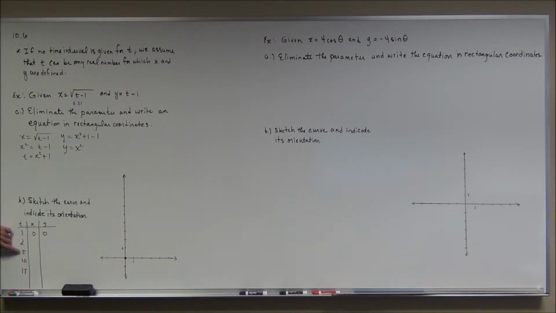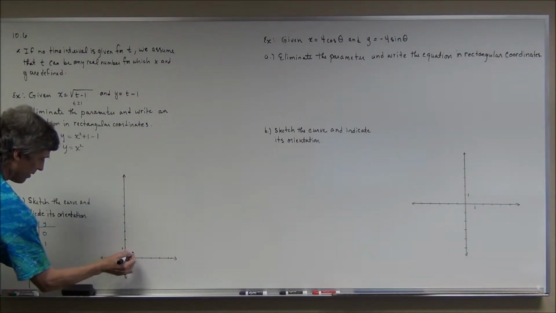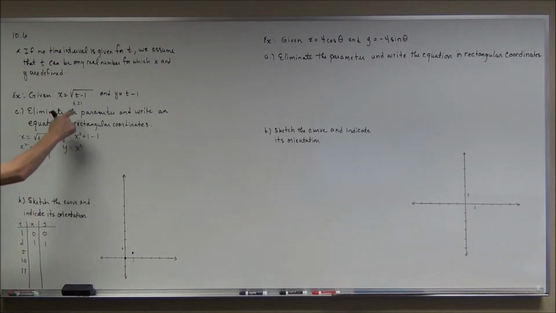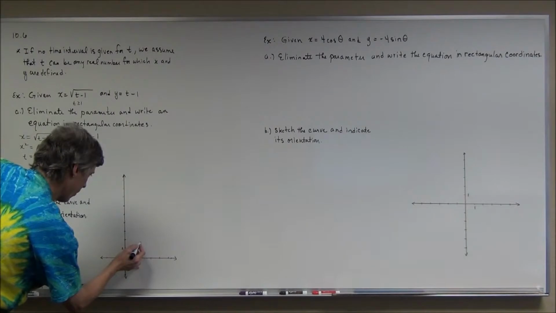So I'm plugging these numbers in so that I get integers for x. If I plug 2 in, 2 minus 1 is 1, the square root of 1 is 1, and if I plug 2 in here, I get 1. So that's this point right here. And then I plug 5 in. 5 minus 1 is 4. The square root of 4 is 2. 5 minus 1 is 4. So I have 2, 4.